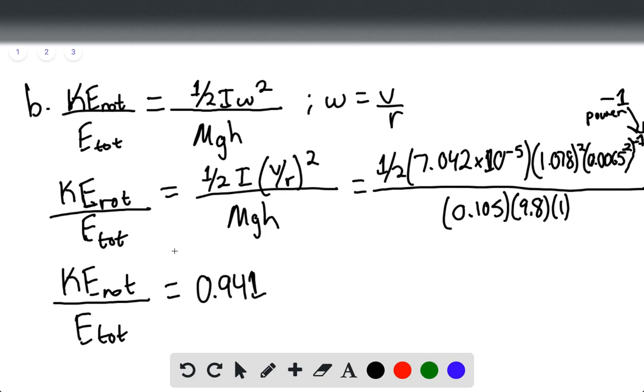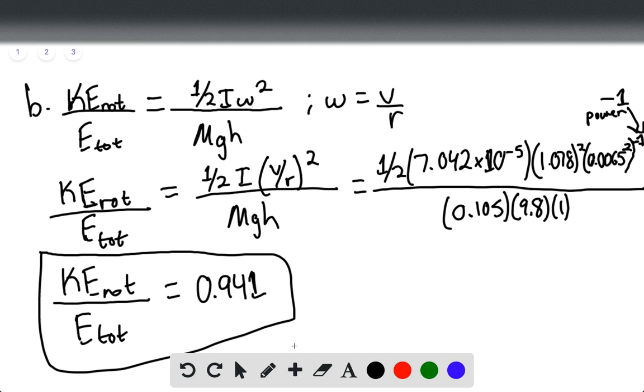So essentially, 94.1% of the energy stored in this yo-yo is due to its rotational kinetic energy, which makes sense because when you play with a yo-yo, when you throw the yo-yo down, it actually descends quite slowly. The linear velocity of a yo-yo isn't that great. However, when you see the yo-yo at the very bottom of the height drop, it is spinning extremely fast. So we can safely say that this is correct.